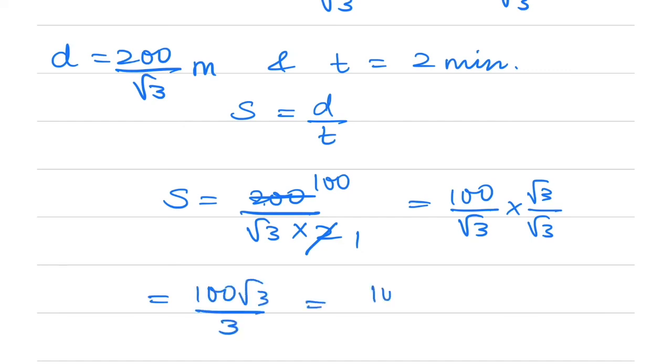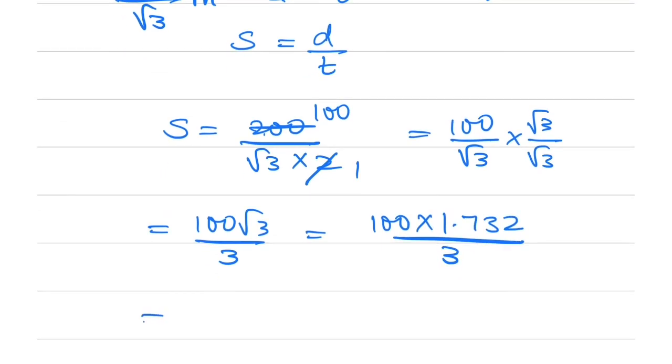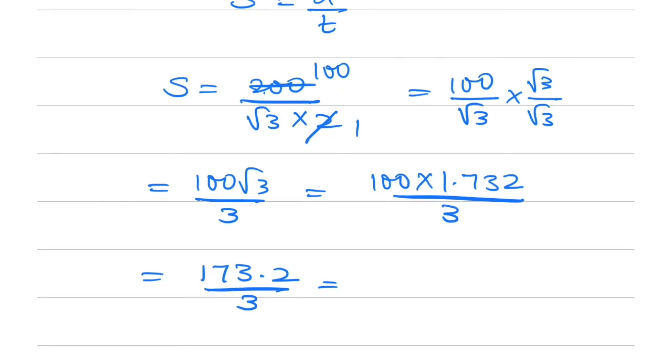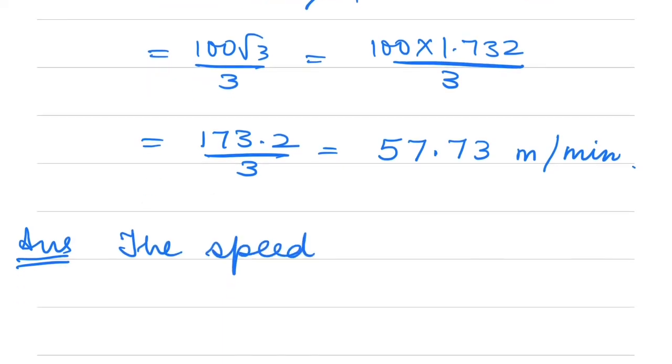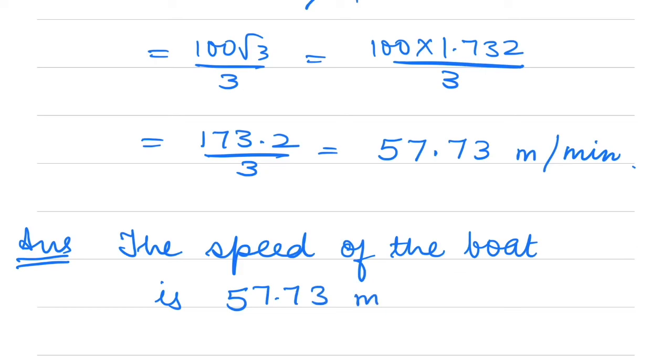So this is equal to 100 into 1.732 by 3. This equals 173.2 by 3. Dividing, we get 57.73 meters per minute. So the answer we can write down as the speed of the boat is 57.73 meter per minute.